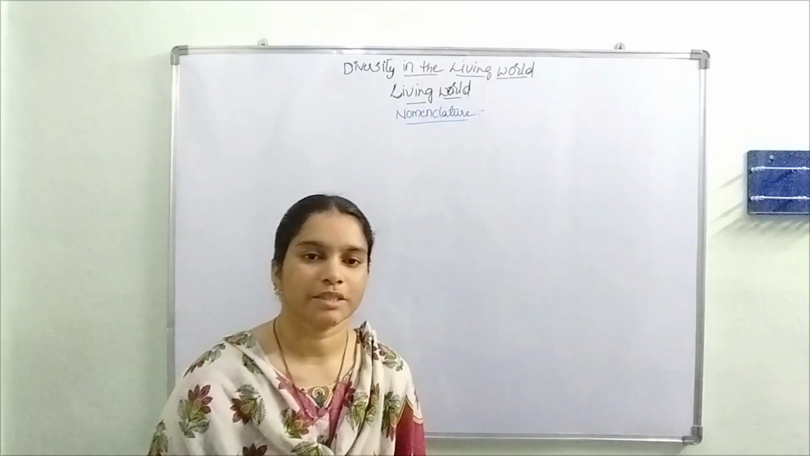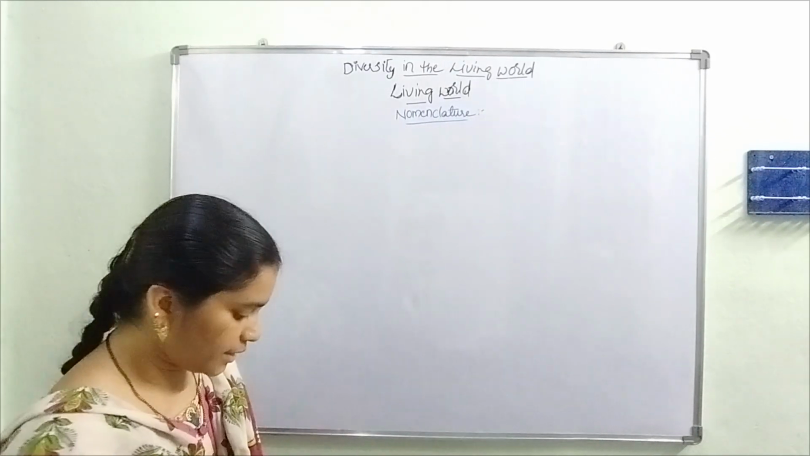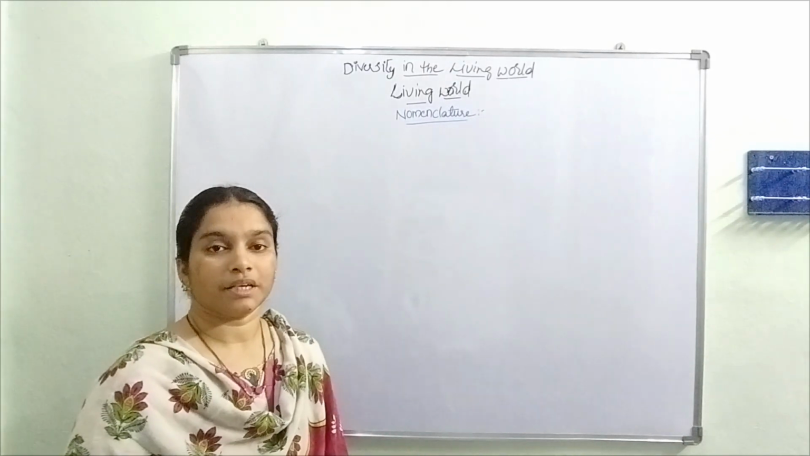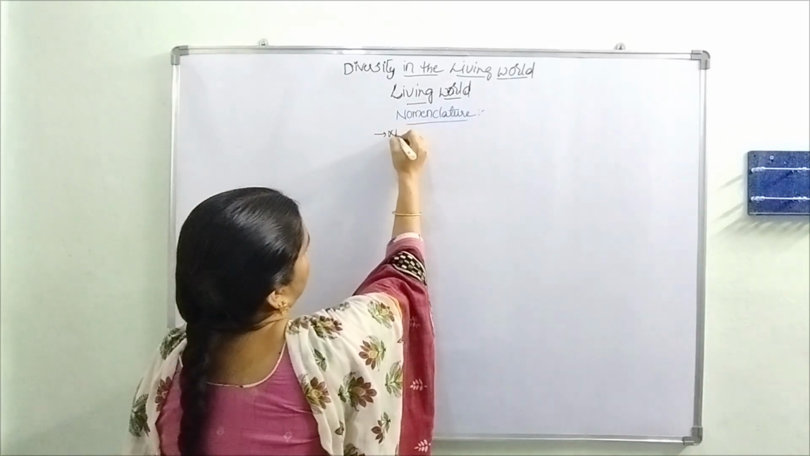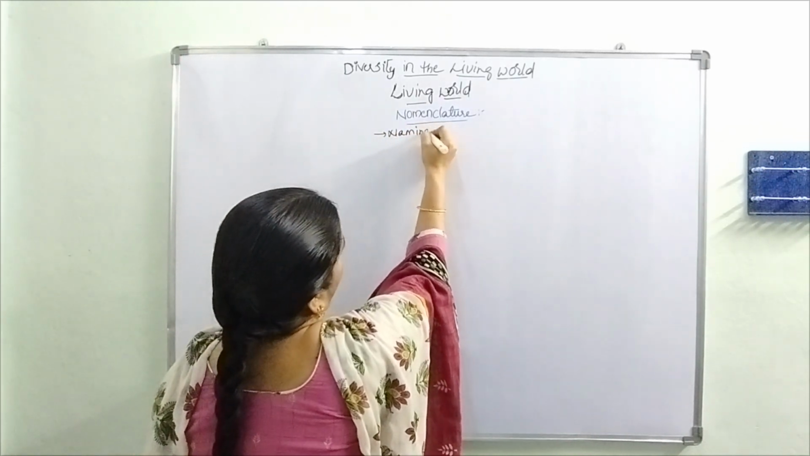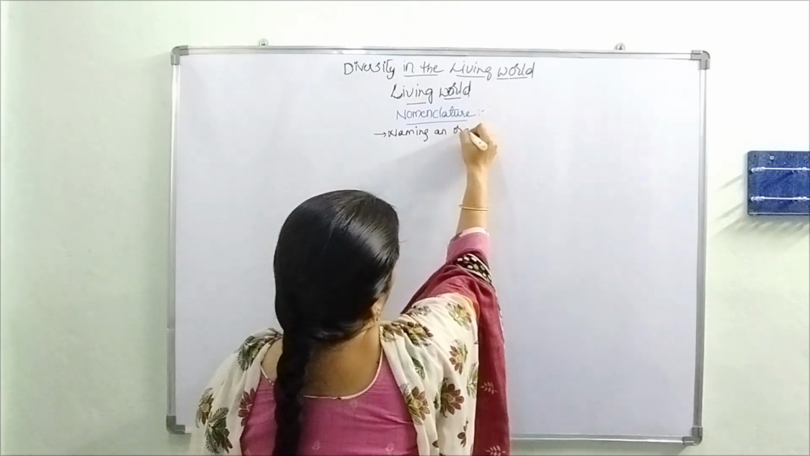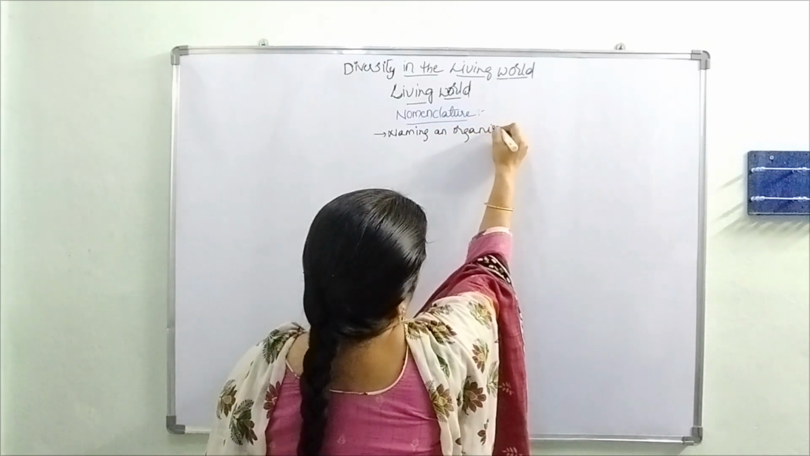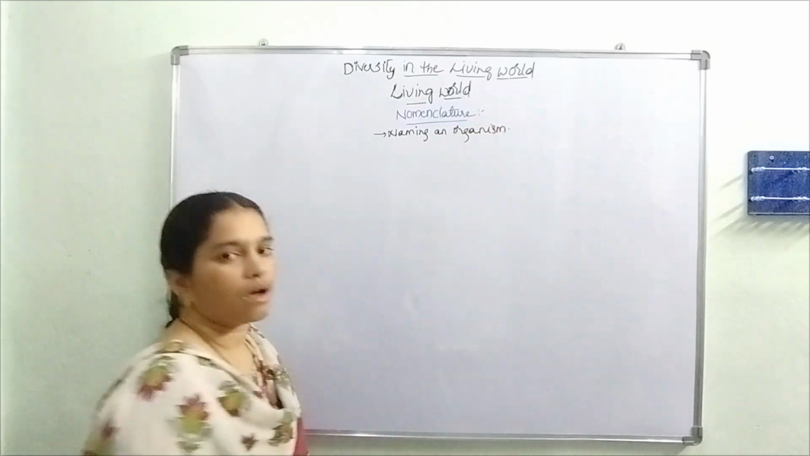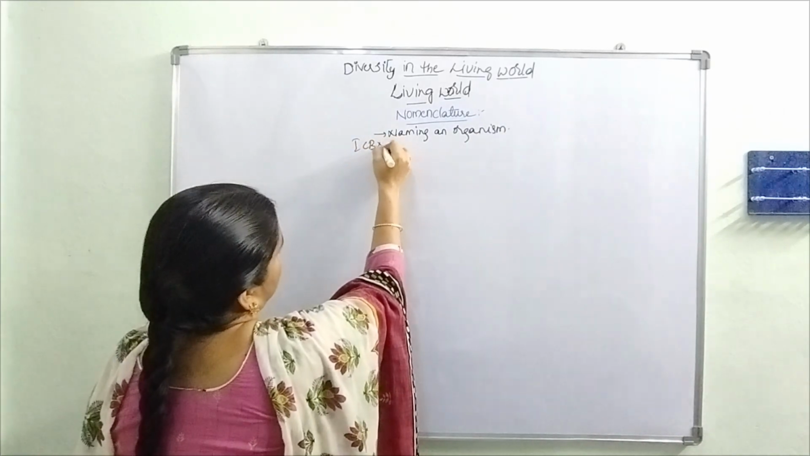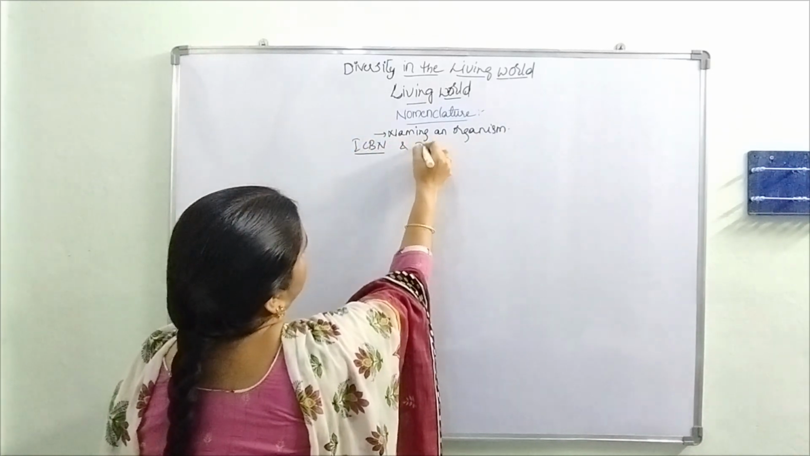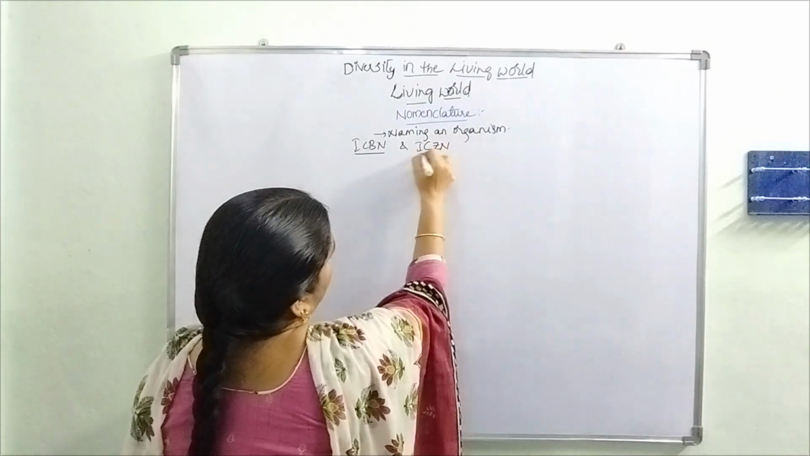Hello students, let's move on to the new topic, nomenclature. So what is nomenclature? Naming an organism is called nomenclature. Who names the organisms? They are ICBN and ICZN.